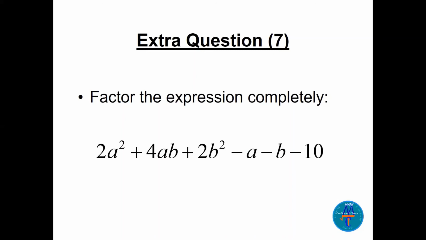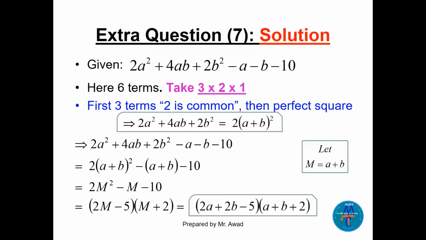Not an easy question. 6 terms, and you have to factor it completely, which means you have to write all this expression, all of it. You cannot leave 10 or minus 10. You cannot leave the a. You cannot leave any number. You have to put all in the brackets. All of this in the brackets. Let's see. Finished now? Okay, let's see.